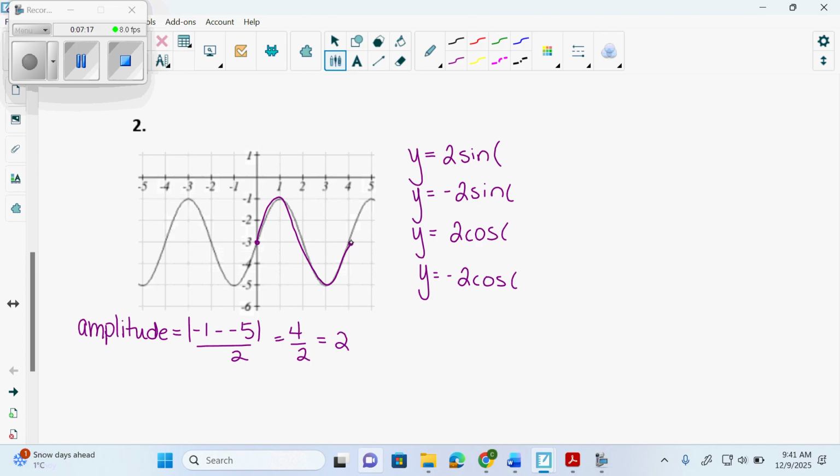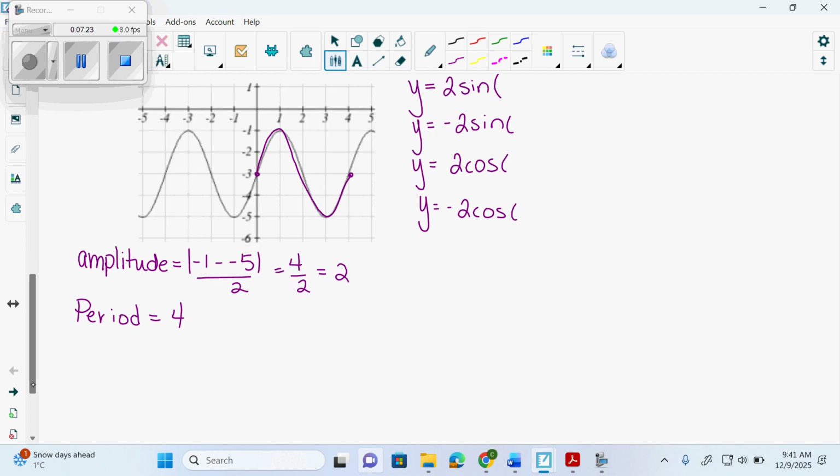So our period is how many? Our period is 4. The x-axis is in radians. If the x-axis was in degrees, I would be doing 360 degrees divided by 4. You guys listening? So if it was in degrees, I would not use 2 pi. So b equals 2 pi over 4, so it's pi over 2. So I'm going to get pi over 2, pi over 2, pi over 2, pi over 2.